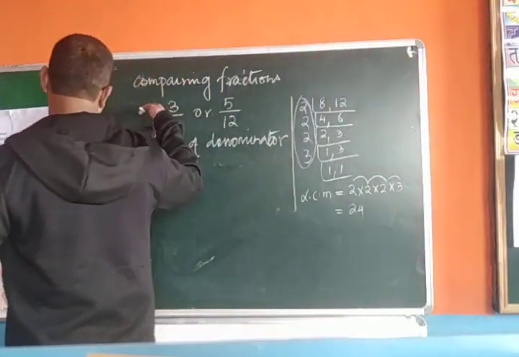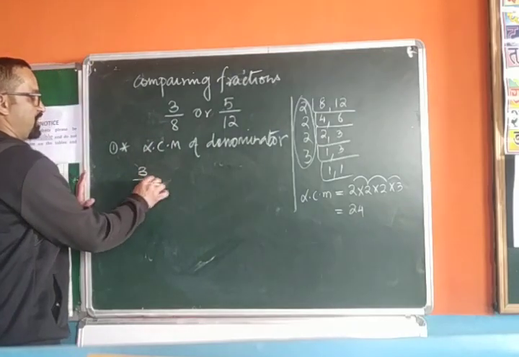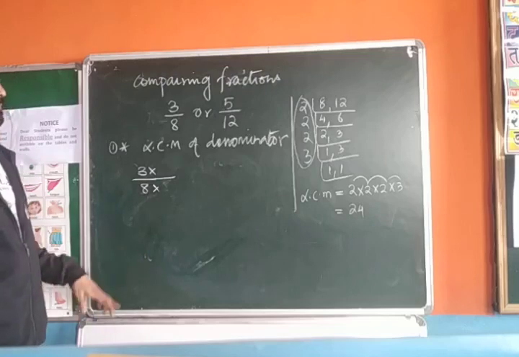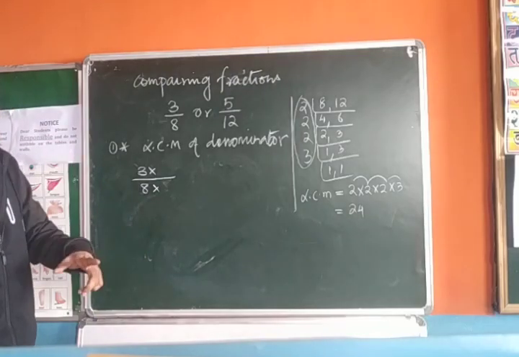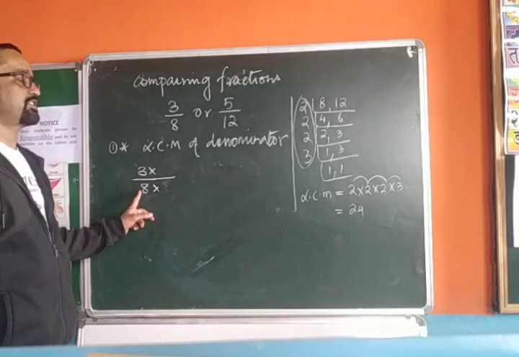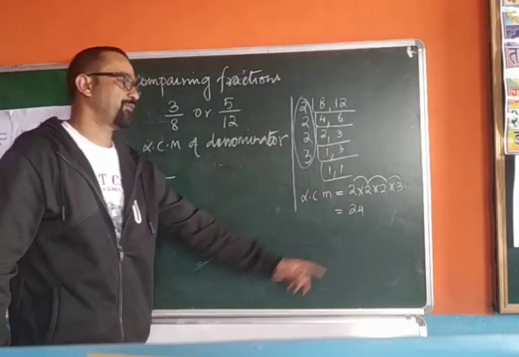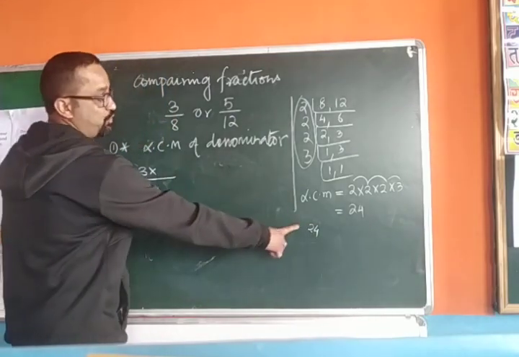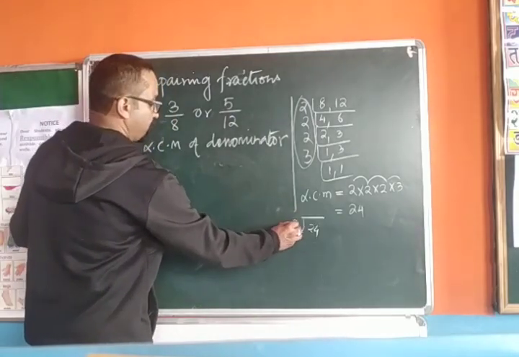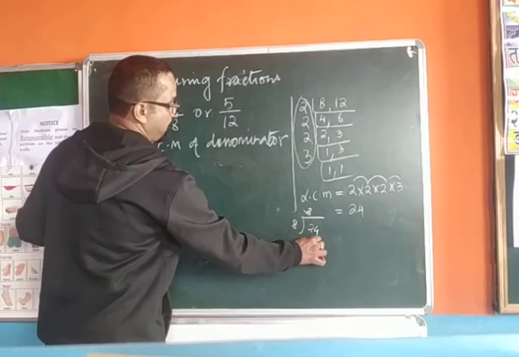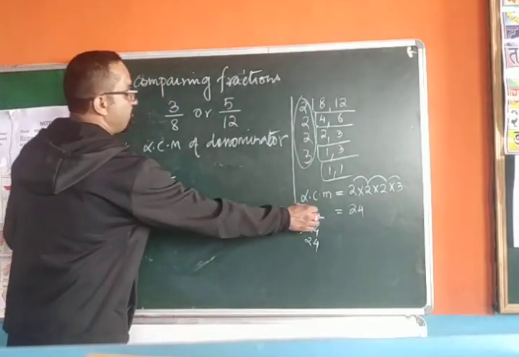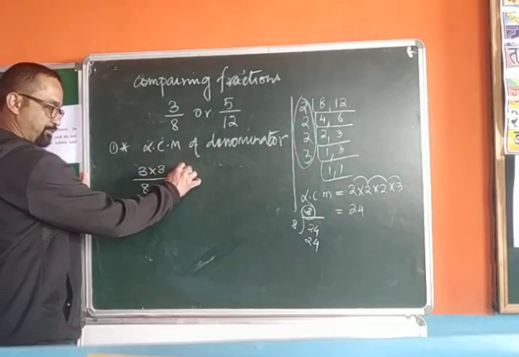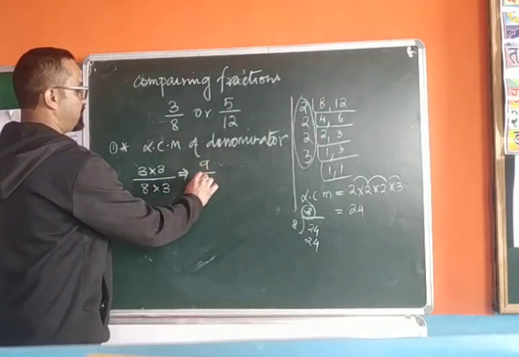Write the first fraction now. 3 by 8. Multiply by a suitable number such that the denominator gets converted to 24. You can do calculation at the side to get the suitable number. 24 divided by 8. How many times? 3 times. So what is the suitable number we get? 3. Multiply both. It is 9 divided by 24.